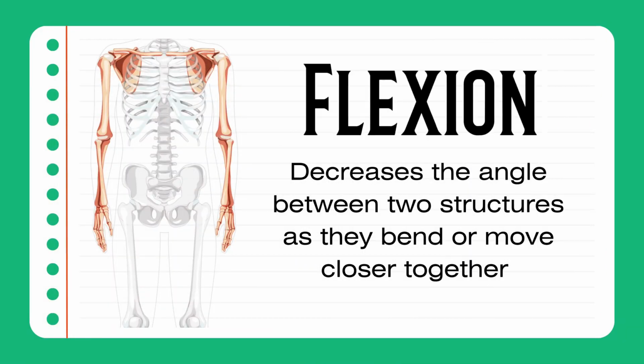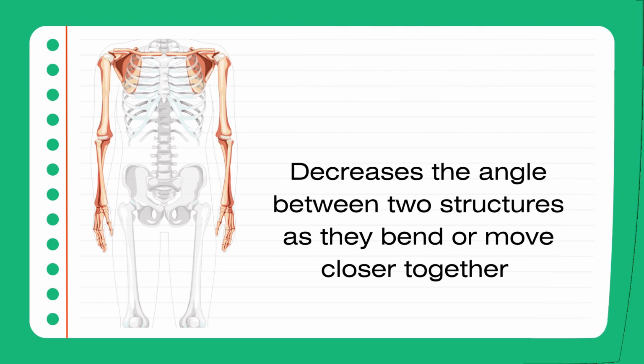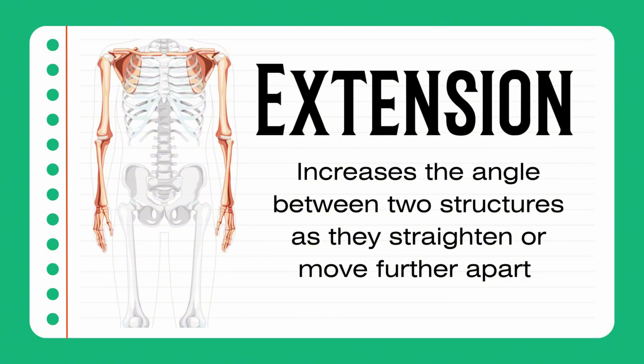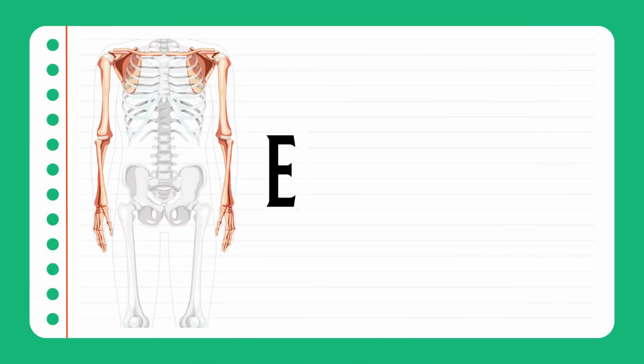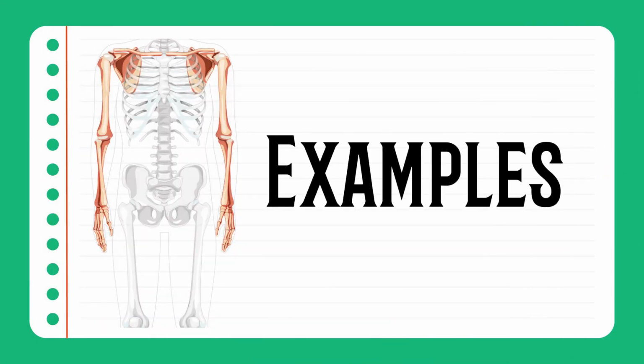Flexion. It decreases the angle between two structures as they bend or move closer together. In contrast, extension increases the angle between two structures as they straighten or move further apart. So now, let's take a look at some examples of flexion and extension.